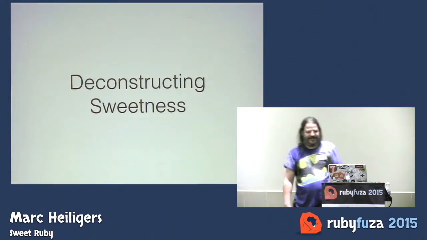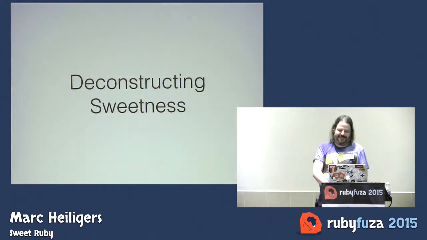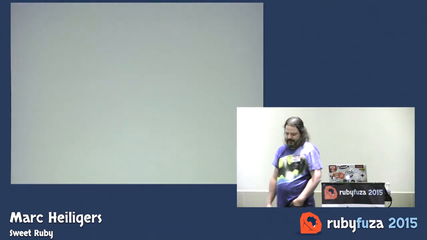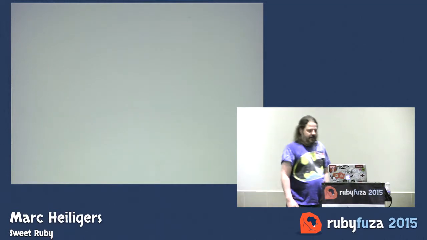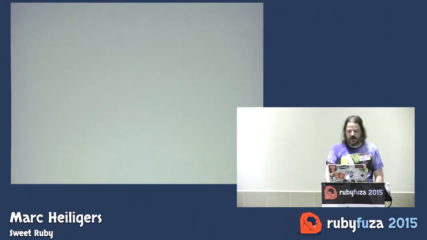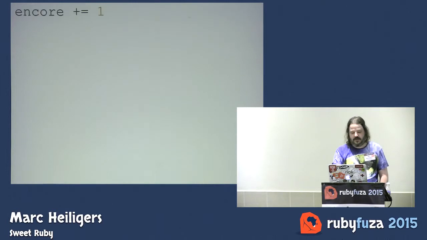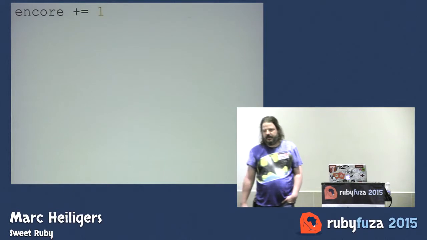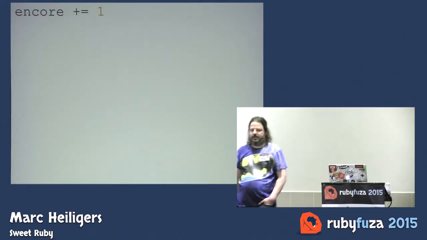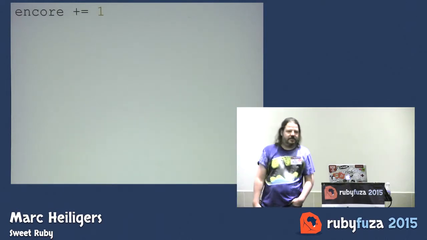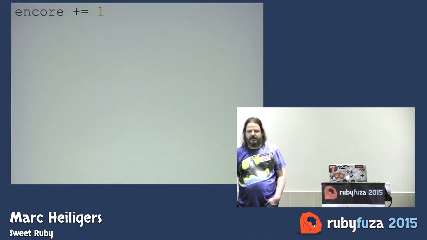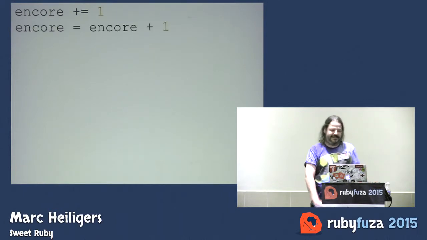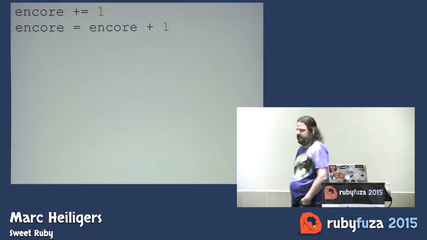Moving on, interlude over, deconstructing sweetness. So we use all sorts of syntactic sugar in our Ruby code all the time. And one example is plus equals. Ruby doesn't actually have a plus equals method. You can't define a plus equals method. If you have plus and you have equals, this is syntactic sugar. Am I right, Aaron? So that actually becomes encore equals encore plus 1.